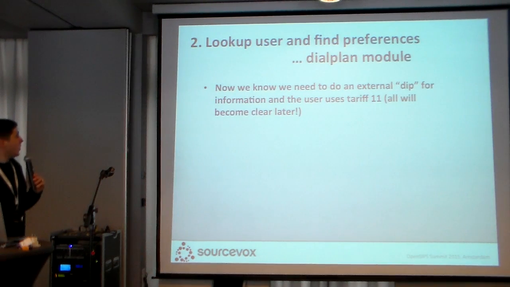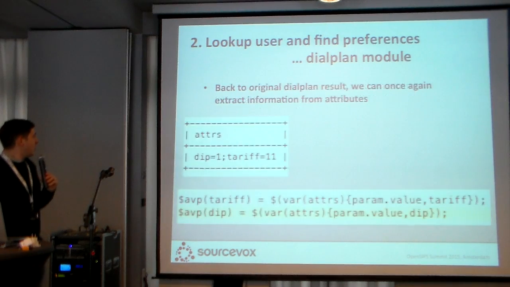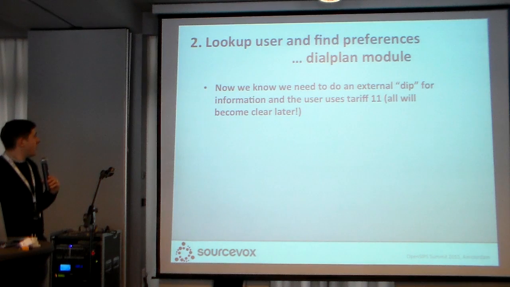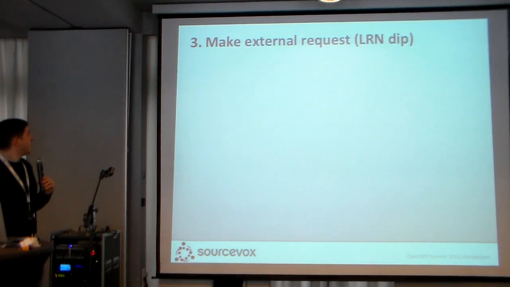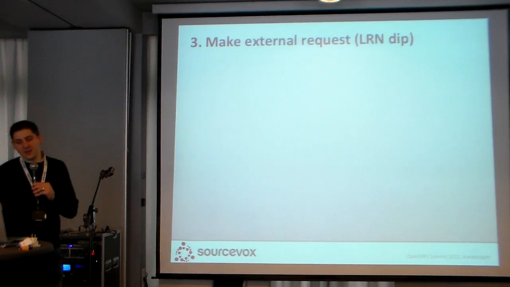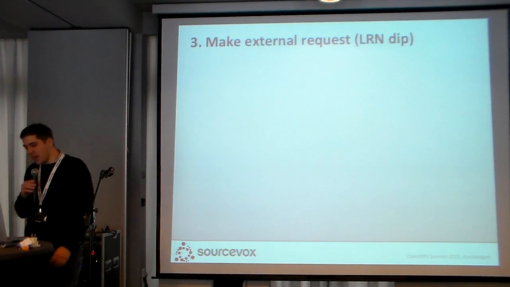Okay, so now we know we need to do the external dip. As we said, here we have the dip equals 1 value, and the user uses tariff 11. So now we can move on to step 3, which is to actually make the external request.